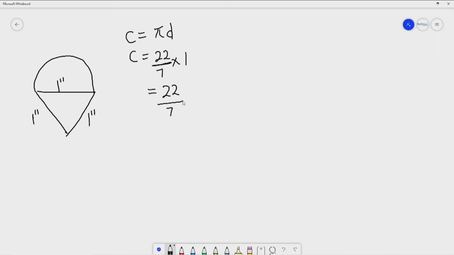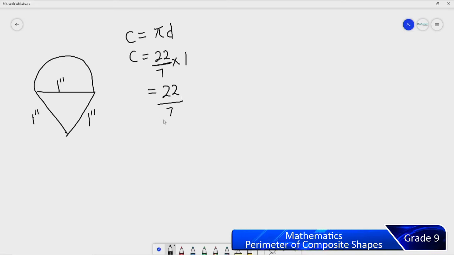So because this 22 over 7 would actually represent the entire circle, and we just want half of the circle, we have to take this 22 over 7 and divide it by 2. So 22 over 7 divided by 2 over 1. When we're dividing fractions, we rewrite the first one, we change the division sign to a multiplication sign, and we upturn the second one. So this would be 1 over 2. So now we have 22 over 7 multiplied by 1 over 2.